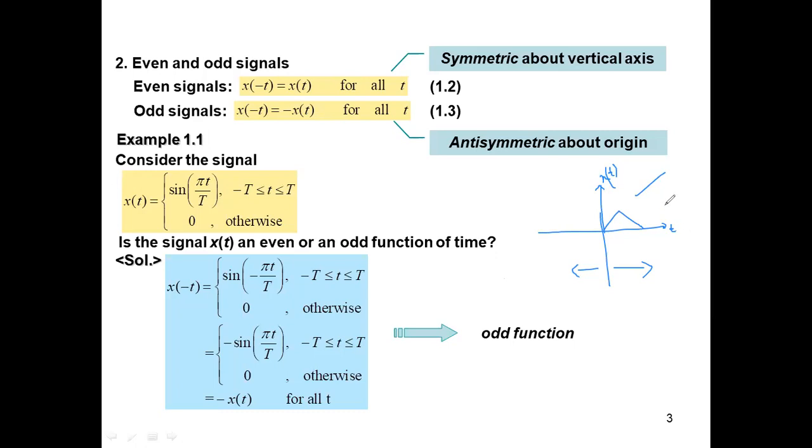We have only one signal, there is no mirror image at all, right? In such a signal, this is neither an even signal nor an odd signal. So signals can be purely even, signals can be purely odd, or sometimes they can be neither even nor odd. But all the signals are supposed to contain an even component and an odd component.